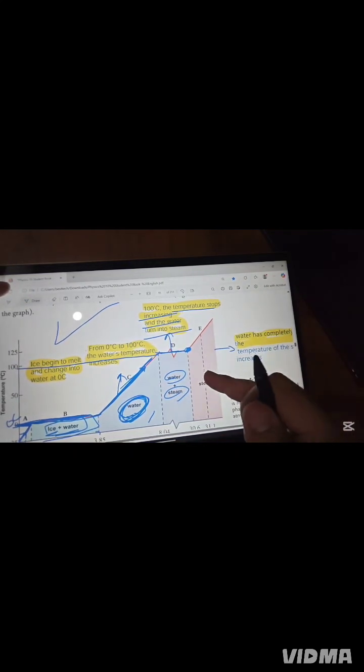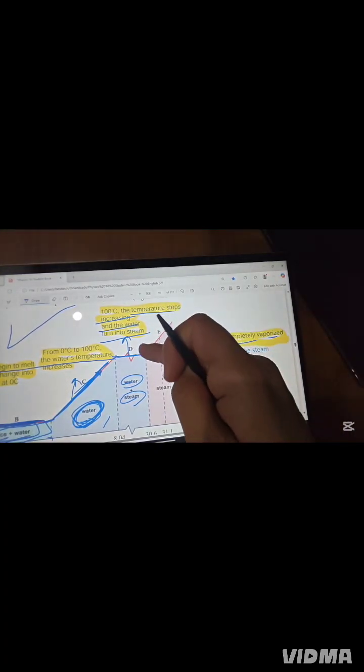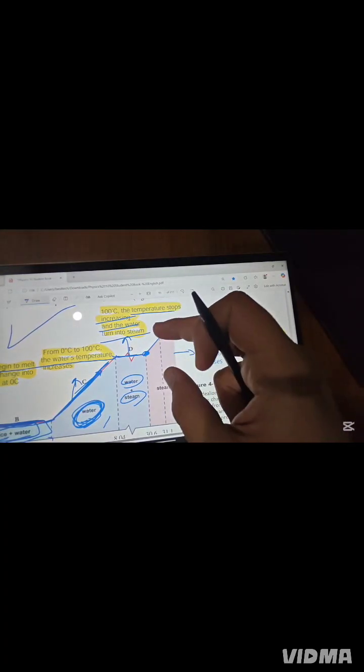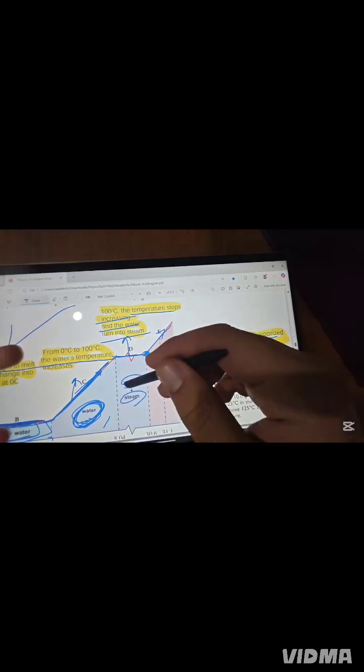If you notice, in the last region, water has completely vaporized. Here we are going to give them more energy, and the temperature of the water and steam is going to increase. So here, you notice that only steam is left. So the temperature of the steam is going to increase. So in this region, water has completely vaporized.